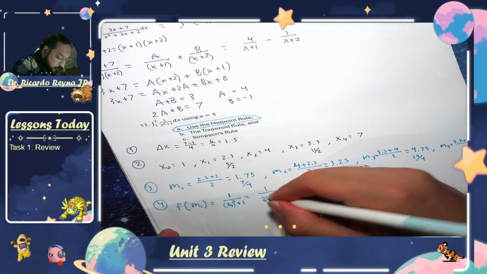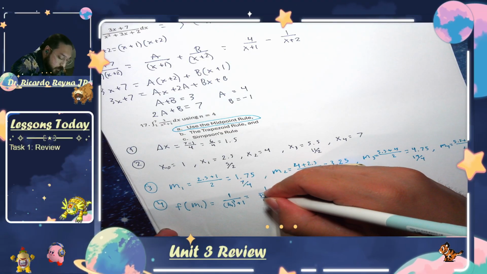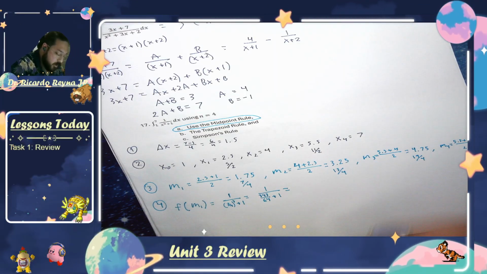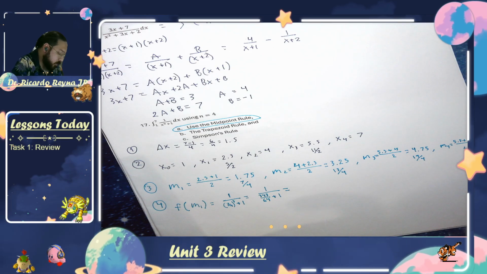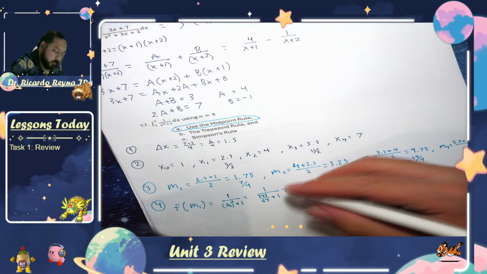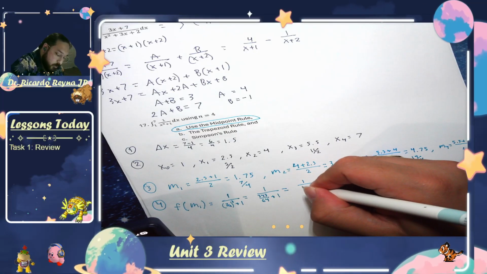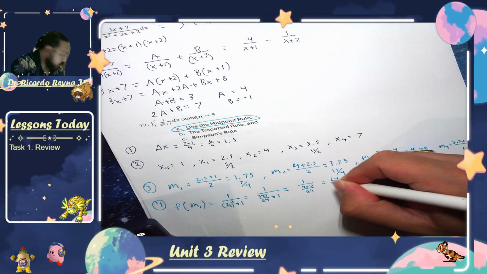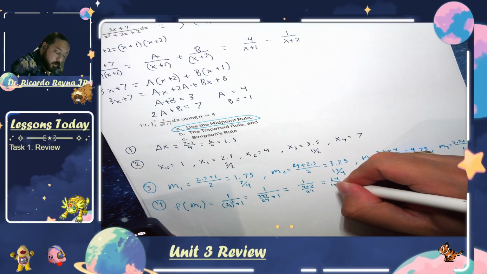Will be 343, and plus 1 will be 3 plus 64. Will be 1 over 407 over 64, which is just 64 over 407.